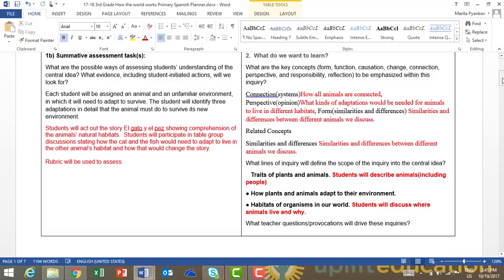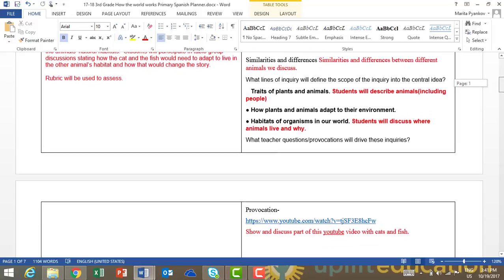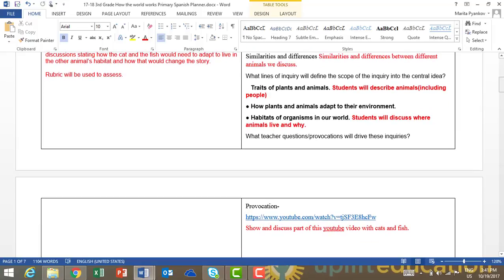We are going to also discuss how they can adapt and where they live and why. So where does a cat live? Does it live in the water? No. Why? It can't breathe, right? So we can have lots of opportunities. I'll show you where that's going to come in again later.